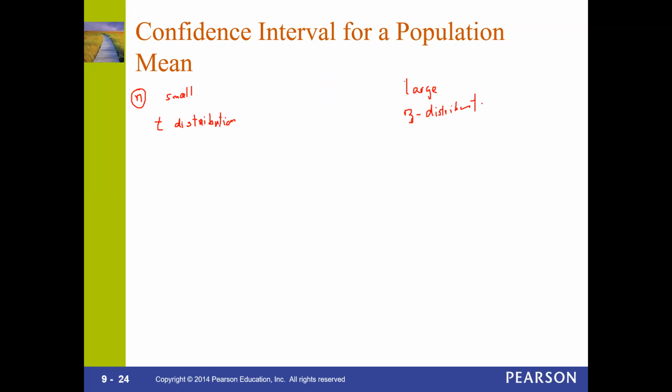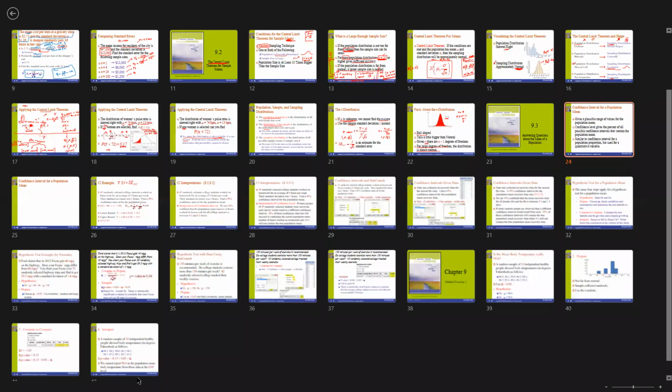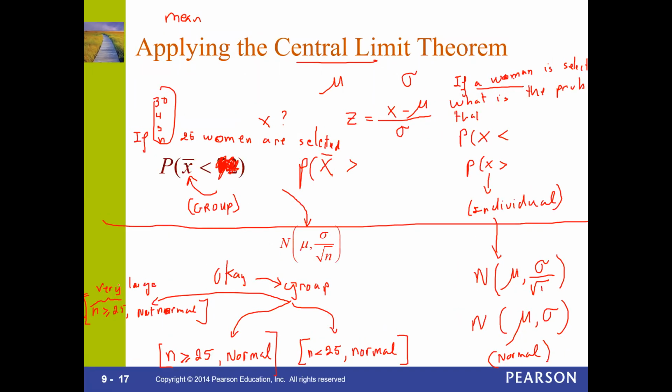I'm trying to do my best. So what does that mean? Remember what we said last time. Let me just show it to you quickly. If you look at that picture, if n is very large, that's greater than 25, and it's not normal, then I'm going to use a different color here so you can see the differences. What you're going to have to do here is use something called a z distribution.